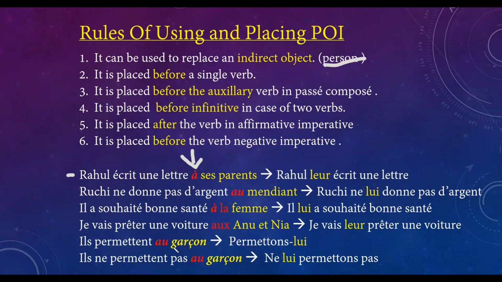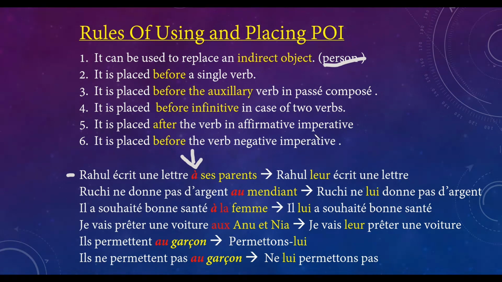Ils permettent au garçon. They permit the boy. Permit whatever, X, Y, Z, whatever. So now here we are using the imperative. You drop the subject. Permettons-lui. What do we use for the affirmative imperative? It is placed after the verb in the affirmative imperative.